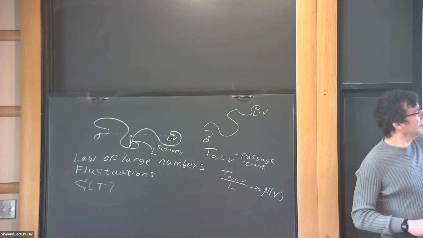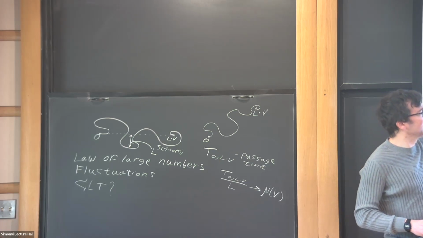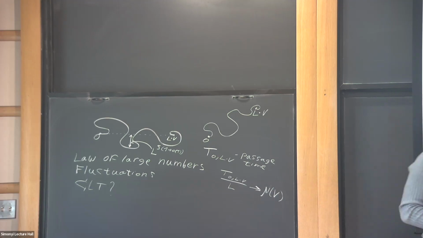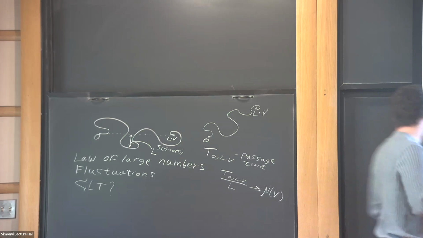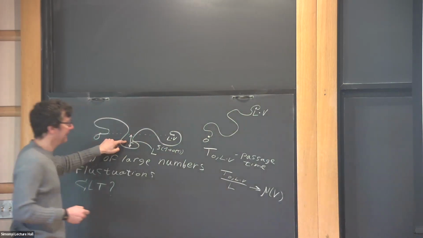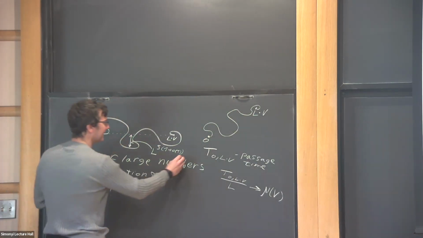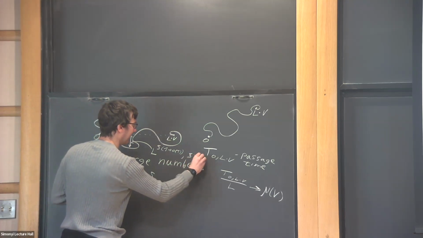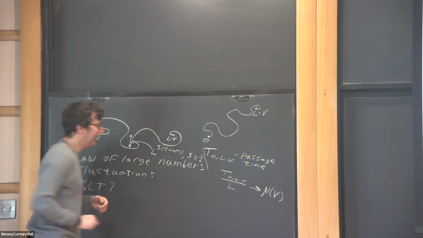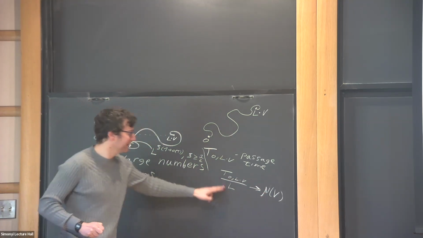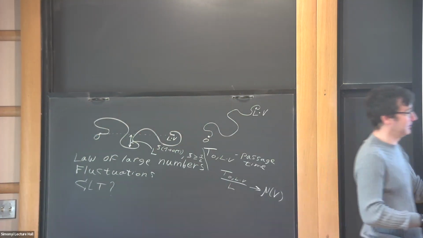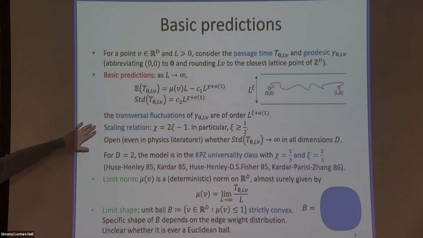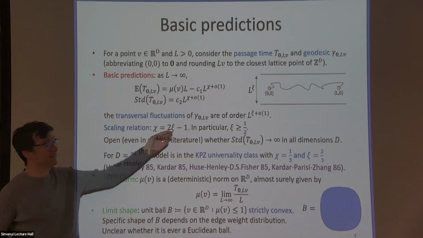The physicists tell us that there is a scaling relation, that chi equals 2 xi minus 1, so that in particular the height fluctuation exponent, this guy, is at least a half. So they tell us that xi should be at least a half. As we will see in a moment, this is actually related to the law of large numbers. So going back to something that we went fast with. What are the values of these exponents?